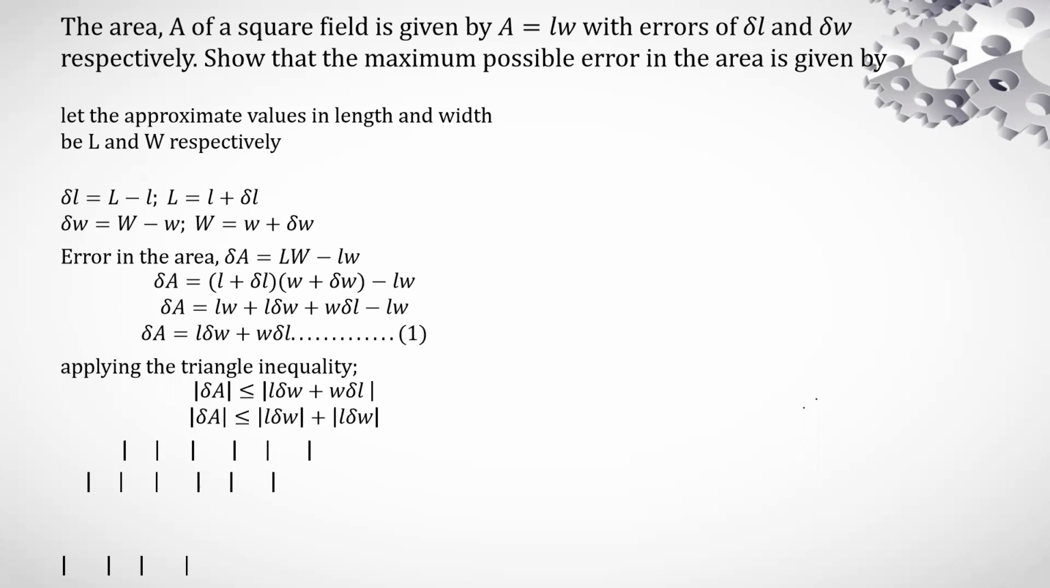That means the error is either less than the sum of those two, or it's going to be equal to the sum of those two. But now the question has asked for the maximum possible error. The maximum possible error, therefore, is what we get when we look at these two scenarios and conclude which one is maximum. So the error in the area is going to be maximum when it is equal to the modulus of L delta W plus the modulus of W delta L.